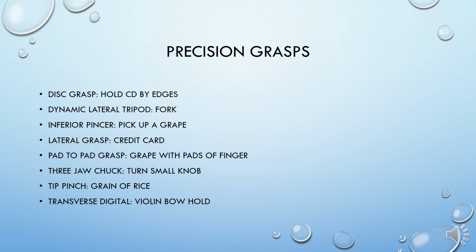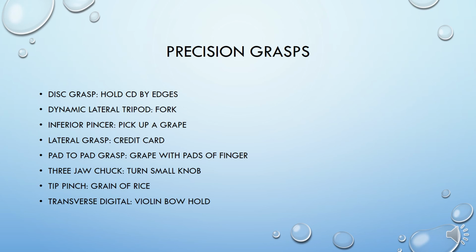So these are precision grasps. We talked about power grasps and functional grasps. Now we're going to talk about precision grasps. So these are more delicate. We are first going to talk about the CD grasp, which is when you grab a CD by the edges. Now this is similar to the spherical grasp when you're catching a tennis ball, but the focus is on the fingertips. So you're going to, with your fingertips, hold that CD.